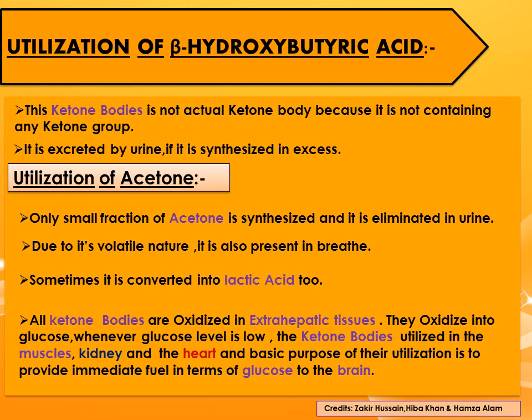In the second step, utilization of the second ketone body, that is beta-hydroxybutyric acid, will take place. This ketone body is not an actual ketone body because it does not contain any ketone group. It is excreted in the urine if it is synthesized in excess. The third step is the utilization of acetone. Only a small fraction of acetone is synthesized and it is eliminated in urine.